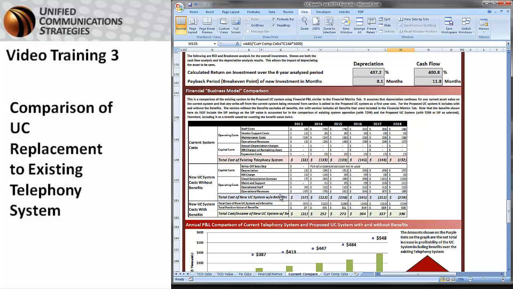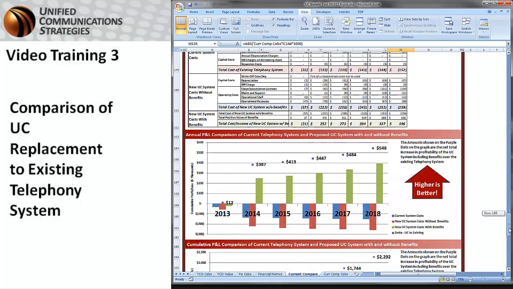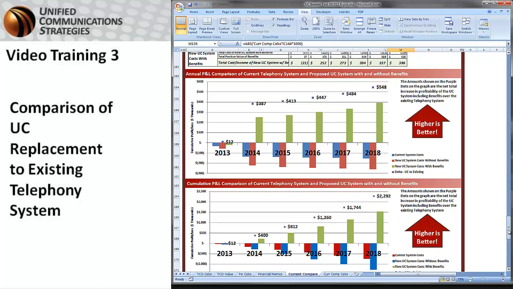And then the new UC system, which you can see is more expensive in the initial year and more expensive in each of the out years. But then there are the UC benefits. So finally, this is all graphed, and these are the graphs that are in the report. So when you get a report printed out, you'll actually see these graphs. And this is an annual P&L comparison. So this is that annual, and it's a P&L, so it includes depreciation with and without benefits.